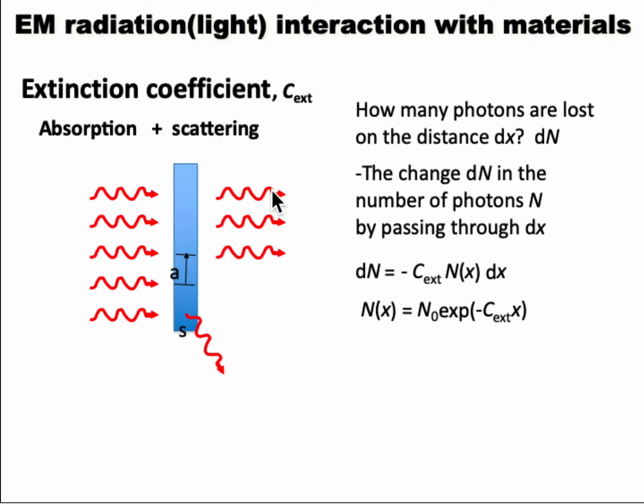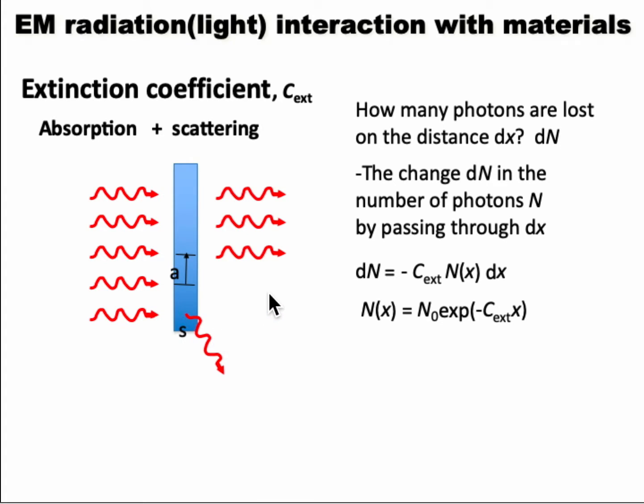Some of the photons entering the slab are lost by absorption. They may excite electrons in the slab. Some photons are lost by scattering, changing direction. Let's go through the argument for deriving how the intensity of light varies with the distance x from the surface.